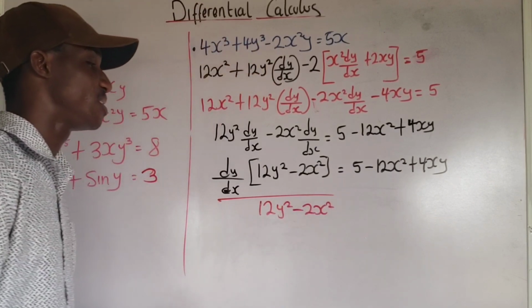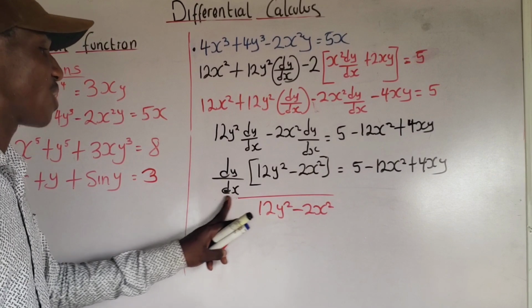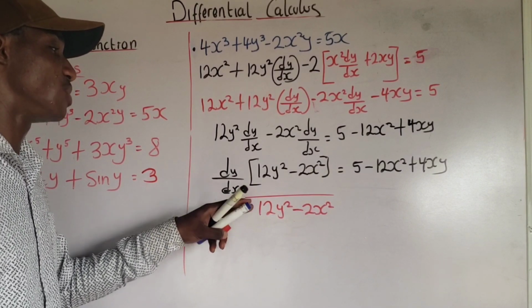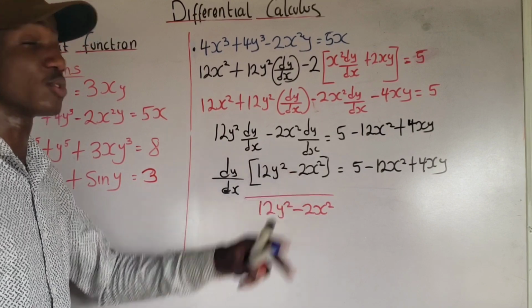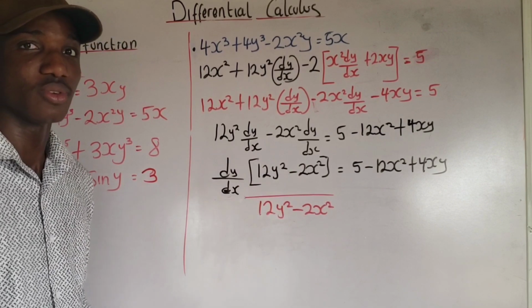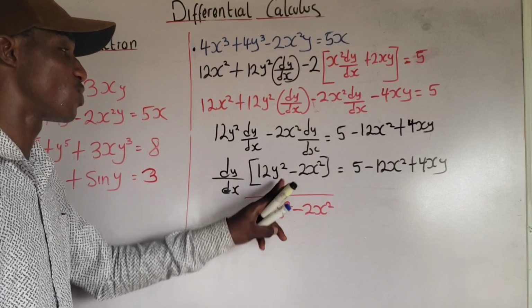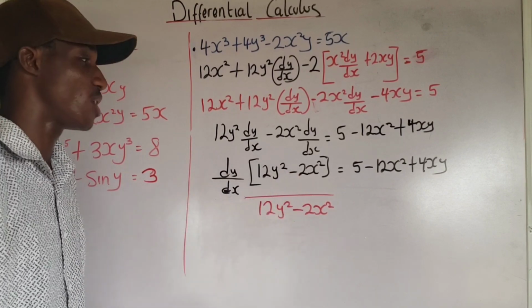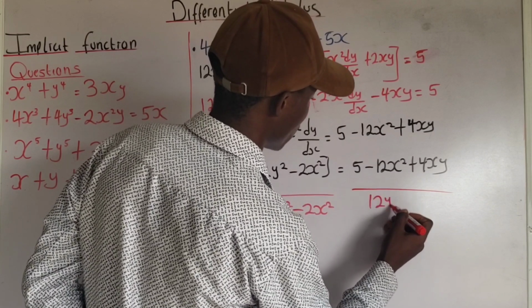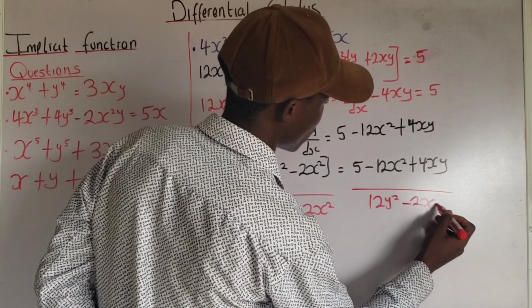The reason why I'm dividing this is because I'm looking for the dy dx. So I have to divide by 12y squared minus 2x squared, so as to enable me, I want the dy dx to stand alone. You understand? So I have to divide both sides by 12y squared minus 2x squared. So this over 12y squared minus 2x squared.